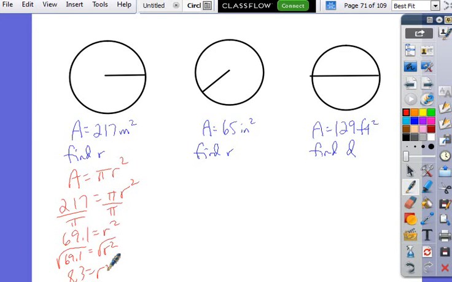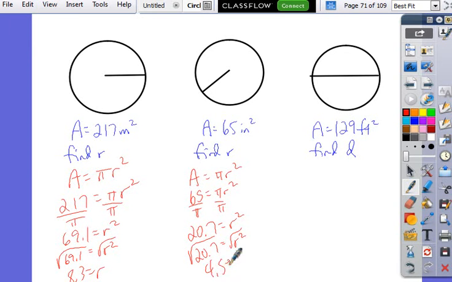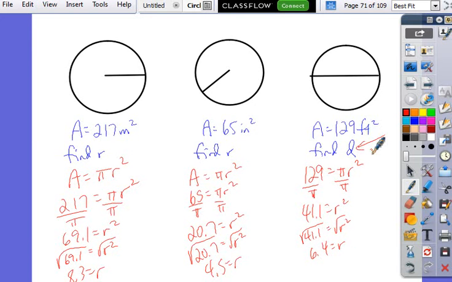All right, so for the second one, I'm going to say 65 equals pi r squared. Divide by pi. 20.7. And then take the square root of that 20.7. The last one, same setup. Divided by pi here, you get 41.1. Square root that. And then you got to multiply that by 2, because it's asking me to find diameter. 6.4 is the radius. You get 6.4 times 2 would be diameter, which is 12.8.